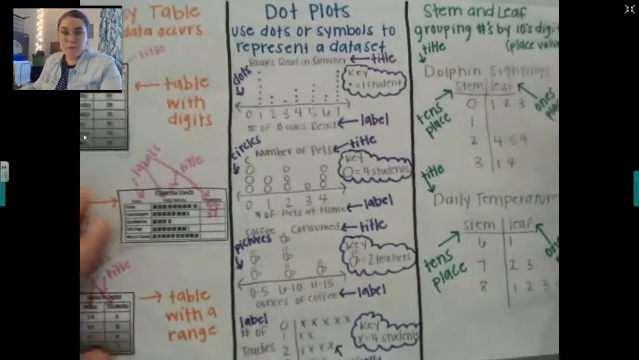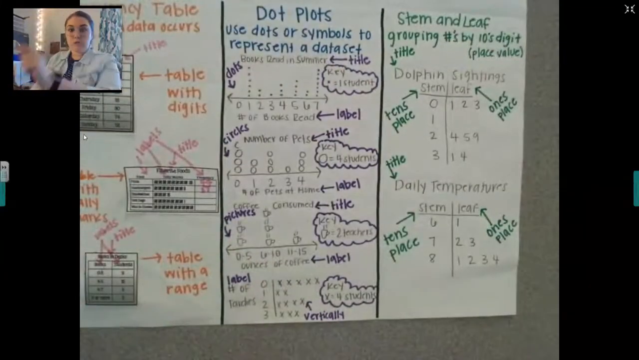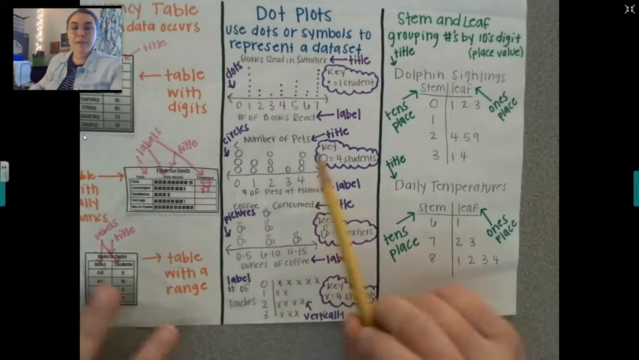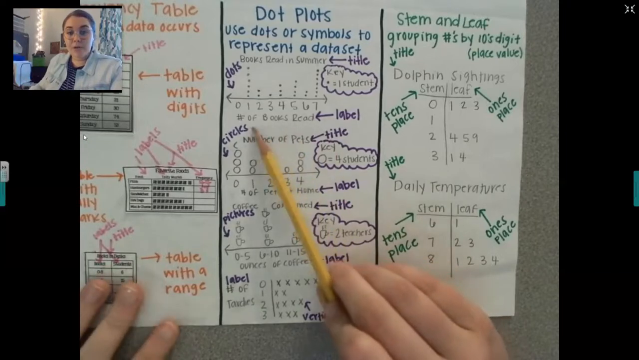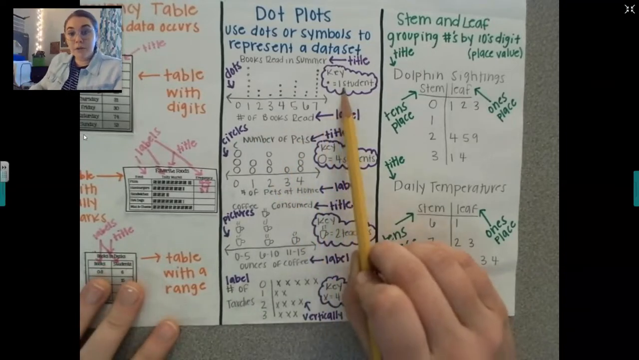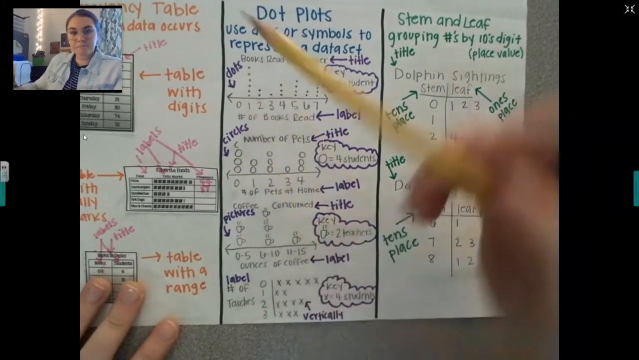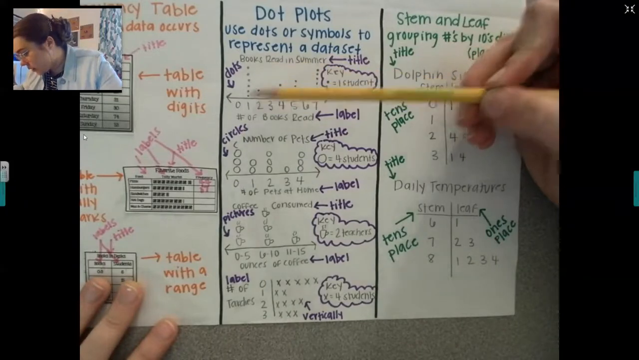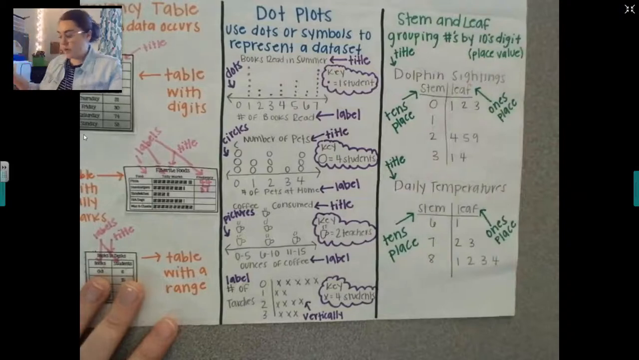Next would be the dot plots. Dot plots use dots or symbols to represent a data set. So you have something that looks like a number line, and the number line is labeled for number of books read. If every dot represents one student, so this one would be like one book. So 1, 2, 3, 4, 5, 6 students read one book. 2 students read 2 books. 1 student read 3 books, and so on and so forth.